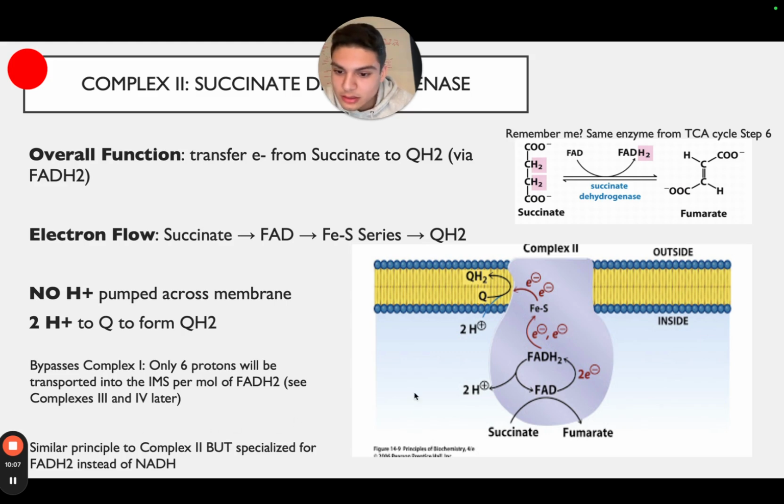And this is a typo. This should say similar principle to complex 1, but that's the same thing. And then this is the same enzyme for TCA step 6. From succinate to fumarate, we know that it's succinate dehydrogenase for that, and so it's the same exact enzyme.